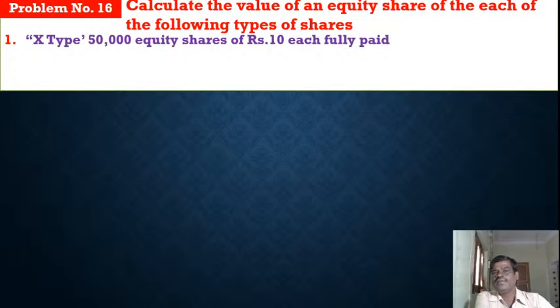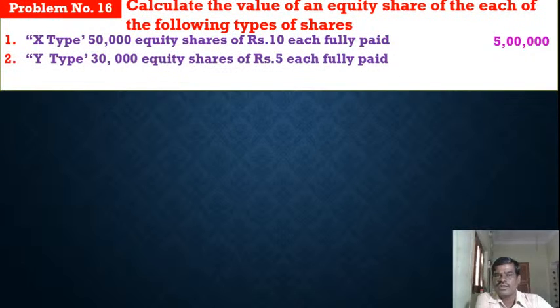So there are 50,000 shares. What is the value of one share? What is the base value in it? It is 10 rupees. So 50,000 shares into 10 makes how much? Rupees 5 lakh. 50,000 shares into 10. What is the equity share capital in X type? 5 lakh.